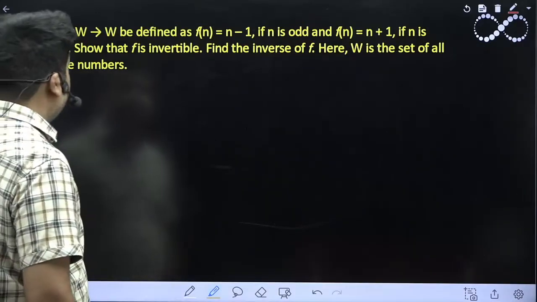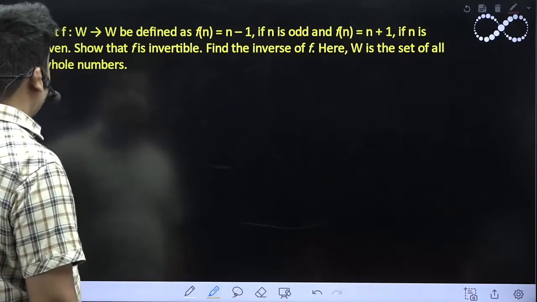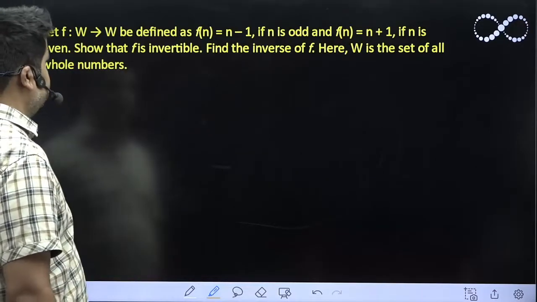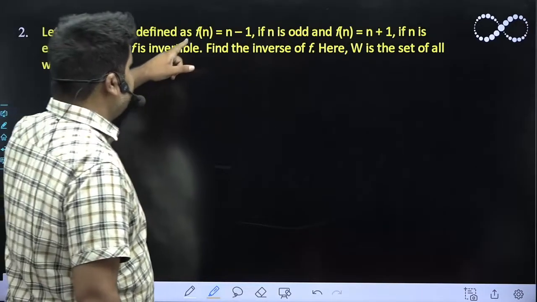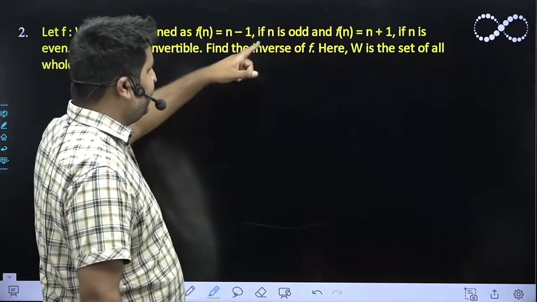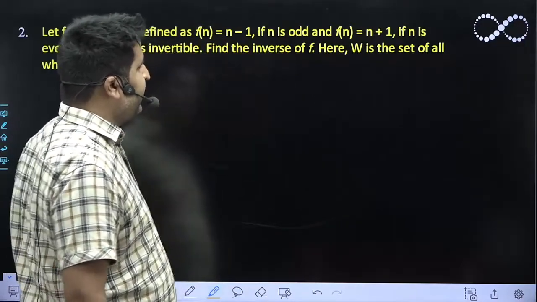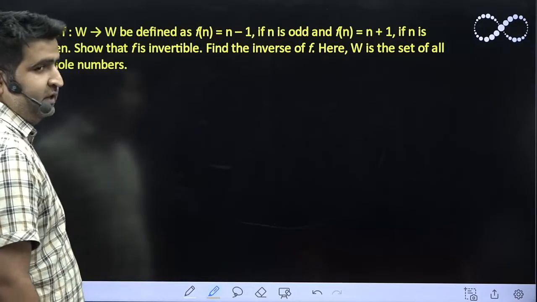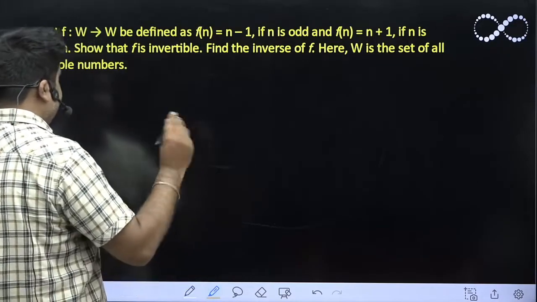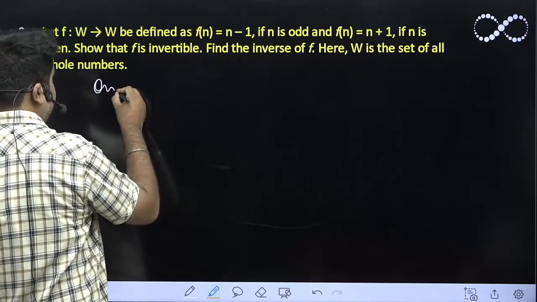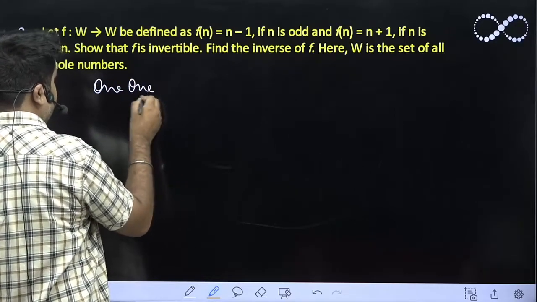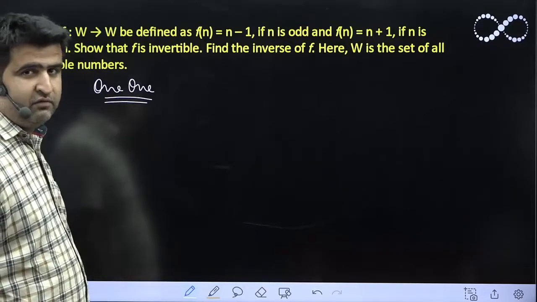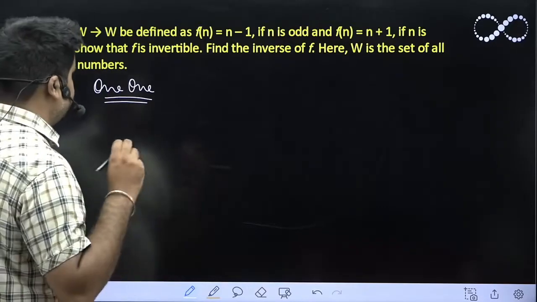This function f is defined from W to W, where W is the set of all the whole numbers. It is defined as f(n) = n minus 1 when n is odd, and f(n) = n plus 1 when n is even. Show that f is invertible. If we need to show that it is invertible, we have to prove that it's a one-one function as well as an onto function.